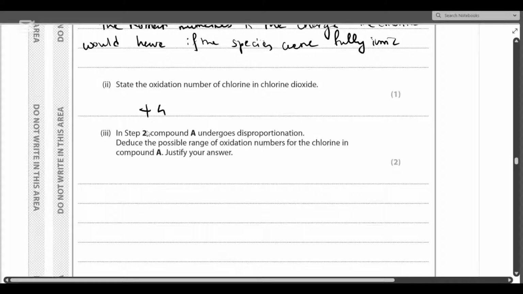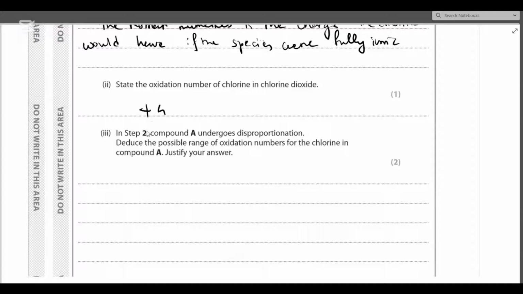Now in step 2, compound A undergoes disproportionation. Deduce the possible range of oxidation number for the chlorine in compound A, and justify your answer. When it undergoes disproportionation, basically it gets reduced, and again it gets oxidized in the same reaction. So it must be either +5 or +6.